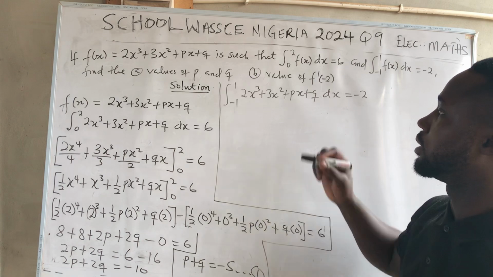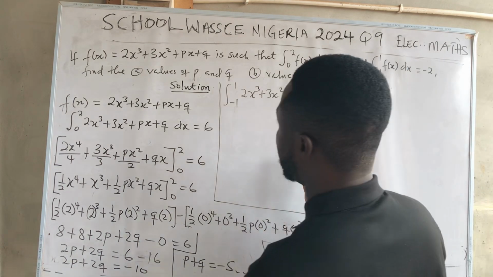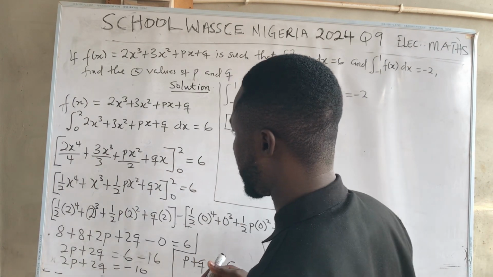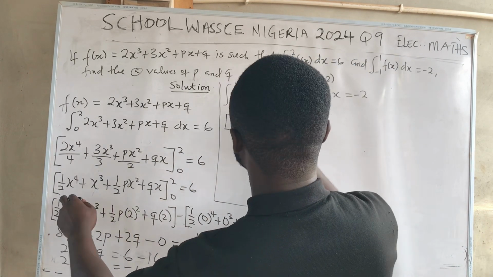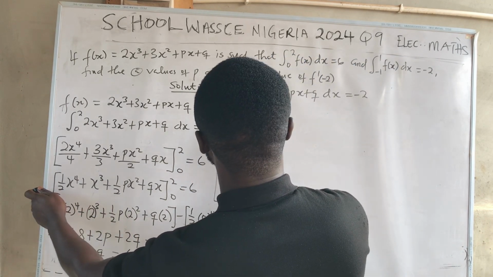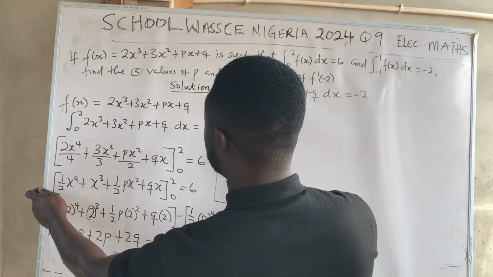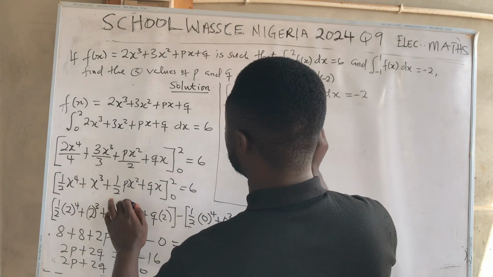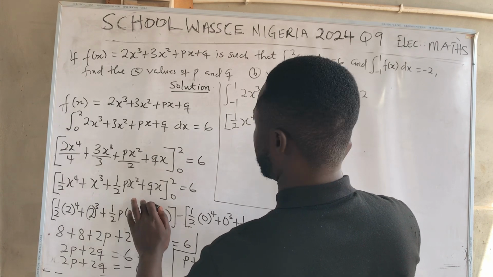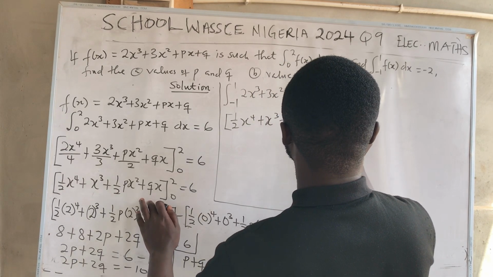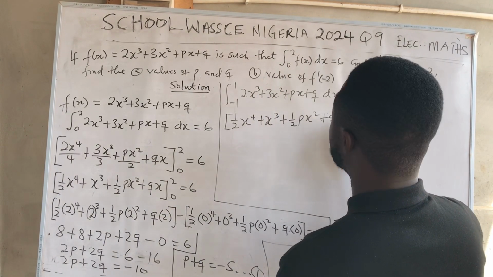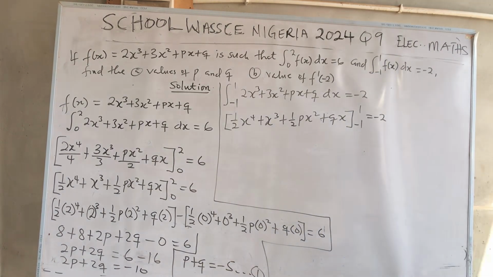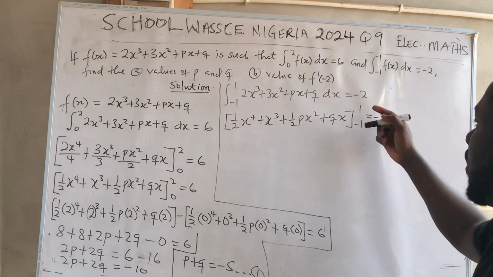In the same function, we are integrating, since we have already done it here. Let me write this one there, because when you integrate this, this is the same as 1 over 2 x exponent 4 plus x exponent 3 plus 1 over 2 px squared plus qx. The limit is 1 and negative 1, equal to negative 2. Okay, so this is what we have.